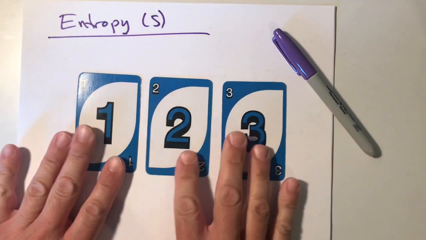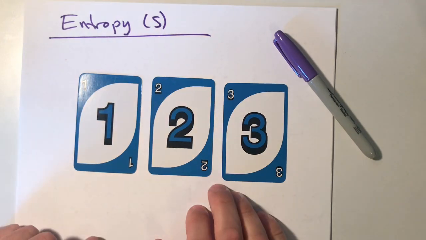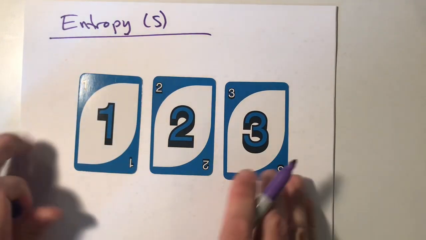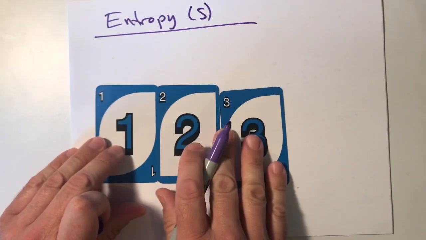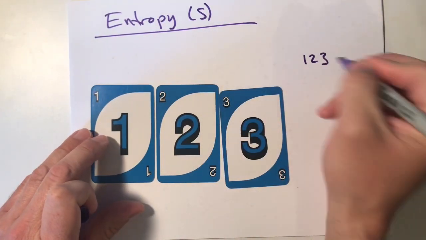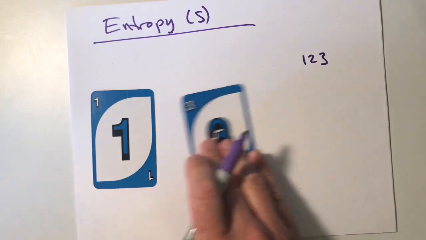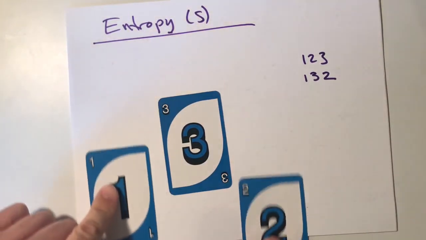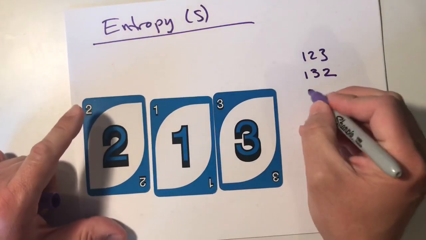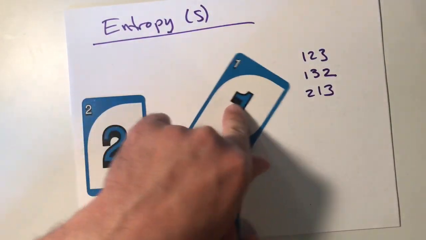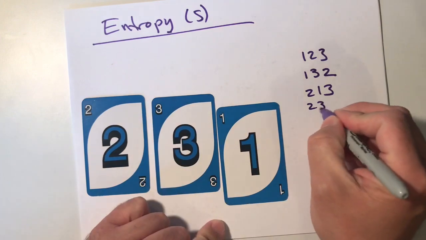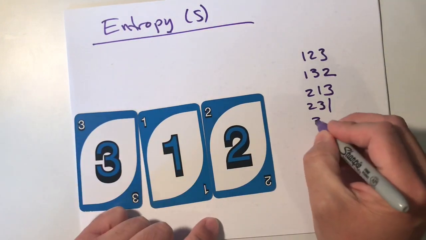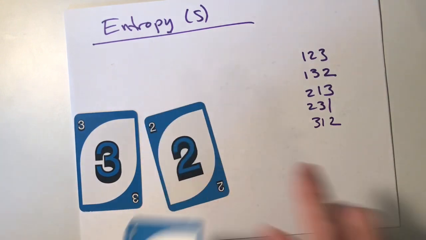So let's imagine we have 3 cards and we're asked how many different orders can we place them in? Well, we can have just the order we have shown here, 1, 2, 3. So that's one possible order. We could also have 1, 3, 2. That's another one. We could have 2, 1, 3, 2, 3, 1, or we could have the 3 in front, 3, 1, 2, or 3, 2, 1.